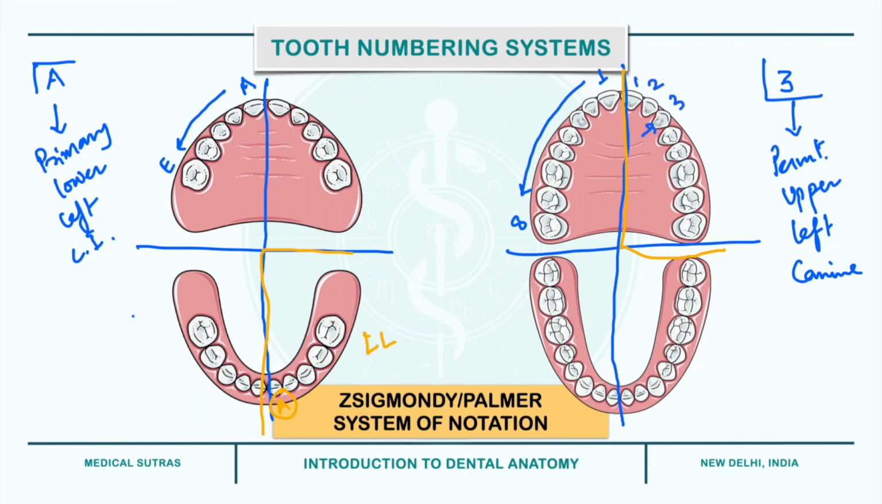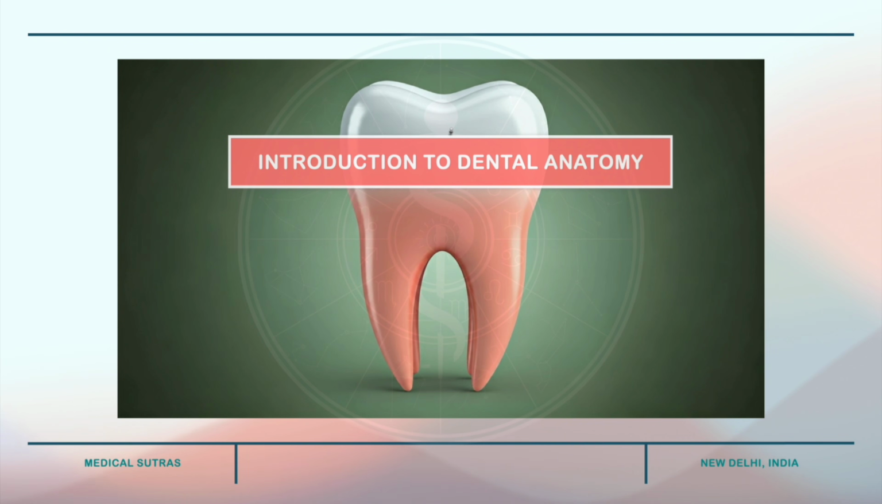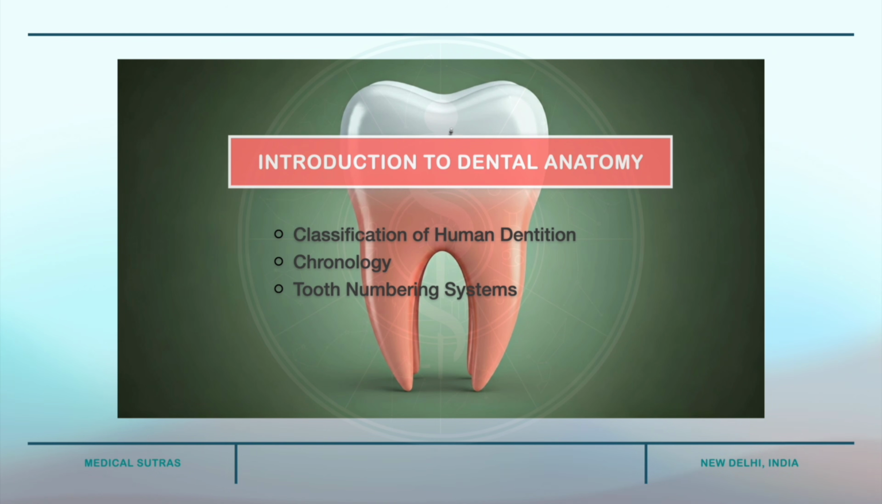One major drawback of this system is that it is difficult to integrate with computer systems, especially while typing with keyboards. And hence, in 1968, the American Dental Association officially recommended the universal system as the tooth numbering system of choice. So, that was all for this video. Today, we had a brief introduction to the subject where we discussed the classification of human dentition, the chronology, and the tooth numbering system. In the next video, we will continue with the fundamentals of dental anatomy.